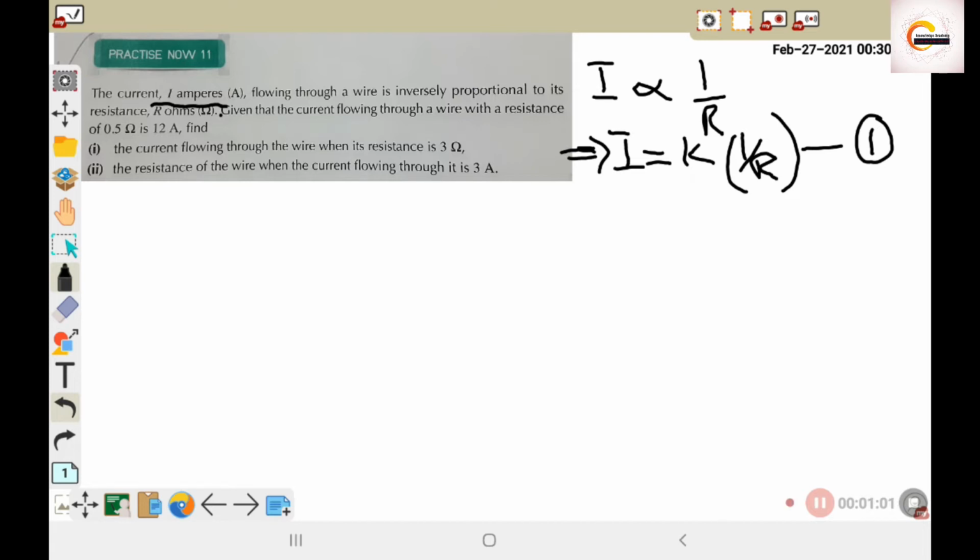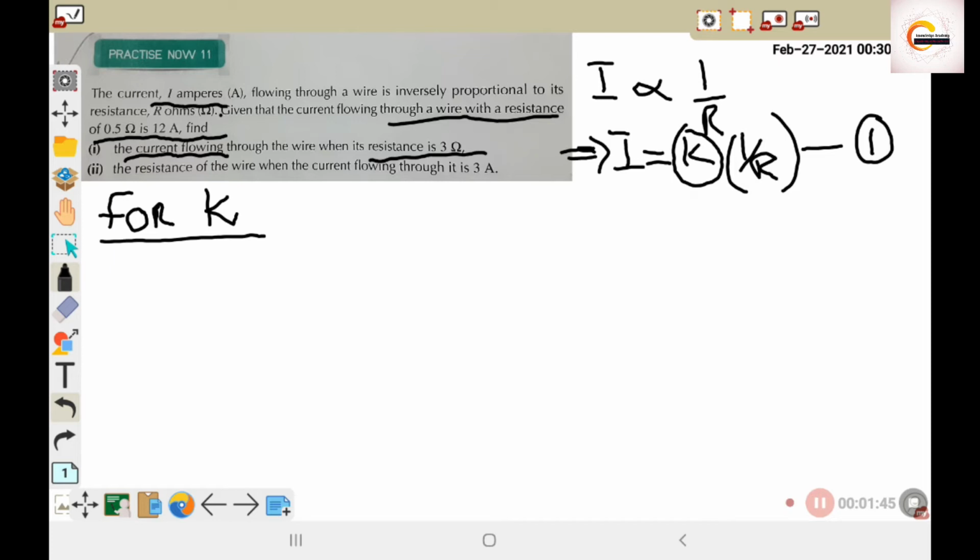Given that the current flowing through a wire with resistance of 0.5 ohms is 12 ampere, find the current flowing through the wire when its resistance is 3 ohms. Alright, so we cannot find out the current, the value of I, if we don't know the value of constant of variation between our two variables I and R. So first of all, we are going to find out the value of K.